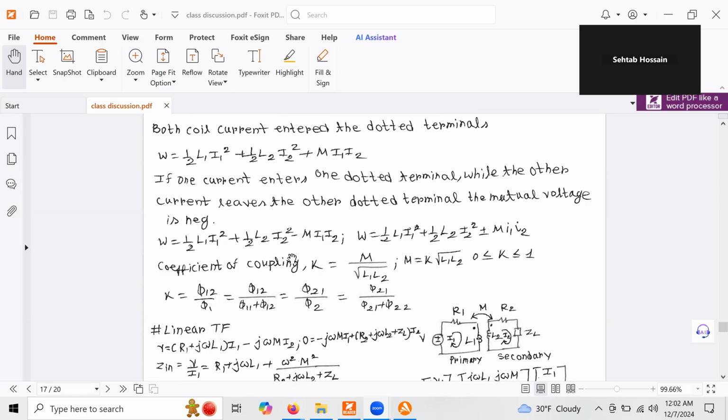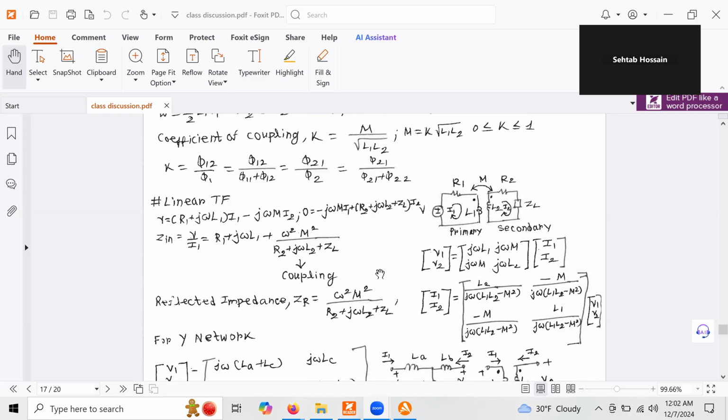We have another quantity, the coefficient of coupling, which is called K. K varies from 0 to 1. This is the expression of K, and this is the expression of mutual inductance with K. K we can write in this way also, but this will be much better.